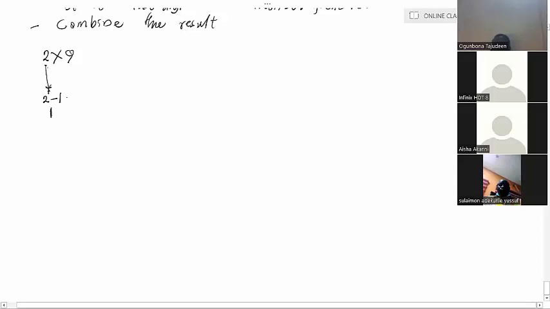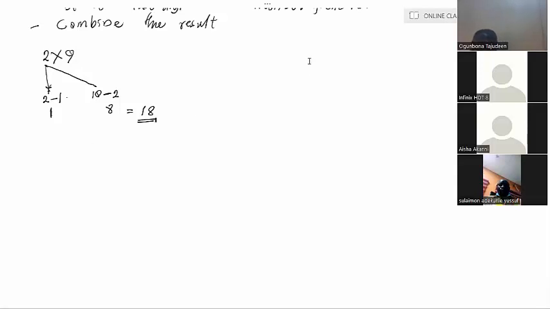Then, the next thing you do is subtract the number from 10. Since 10 is the highest digit, 10 minus 2 is 8. So our answer is 18. Just like that. I want to believe you understand.